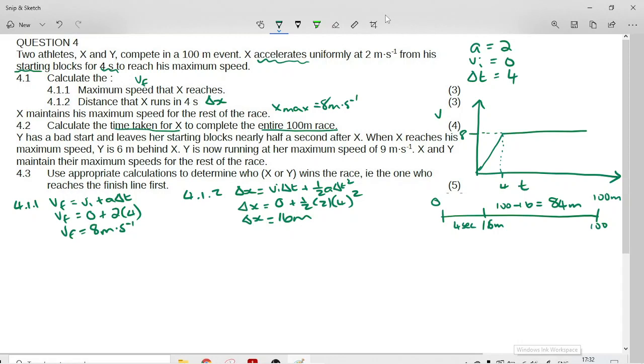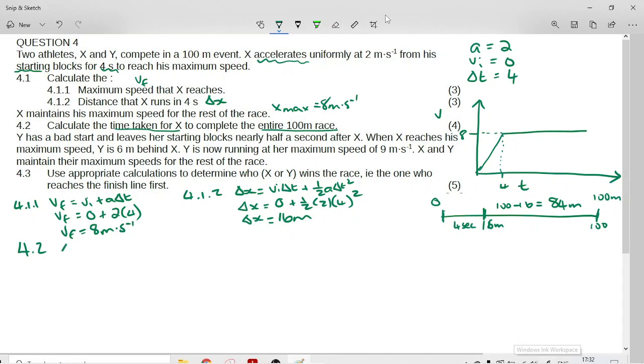He's got 84 meters left to run the race, and he is going to run this at a speed of 8 meters per second, because the question says he maintains his maximum speed for the rest of the race. So if we want to find out how long it's going to take him, we know he's going to run 84 meters, because at the end of 4 seconds, that's where he is. We now need to say, okay, how long is it going to take him? We need to use an equation of motion, and we can handily use this other one again over here.